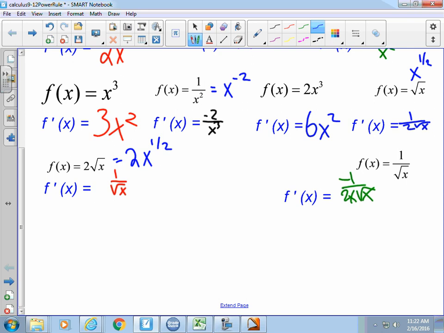So let's see if the shortcut works. What is this as an exponent? x to the negative 1/2. Okay, bring the negative 1/2 in front. So f prime, based on the shortcut, would be negative 1/2 x to the negative 3/2. Where did I get negative 3/2? Subtracting 1 from the negative 1/2, negative 1/2 minus 1 is negative 3/2.